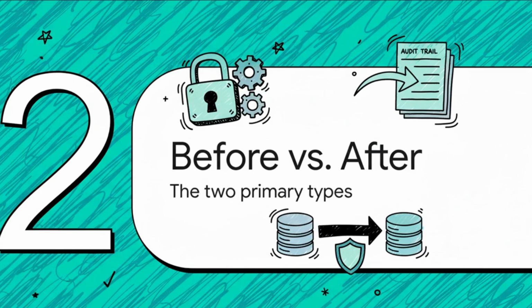Okay, now with these alarms, timing is absolutely everything. They don't all go off at the exact same moment. And this brings us to the two main types you'll encounter: before triggers and after triggers. Understanding the difference is critical.